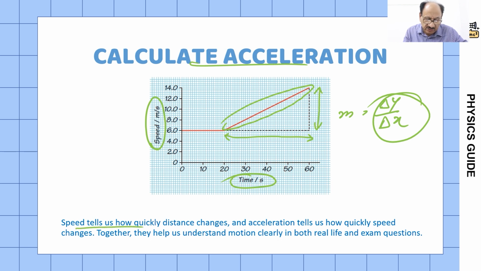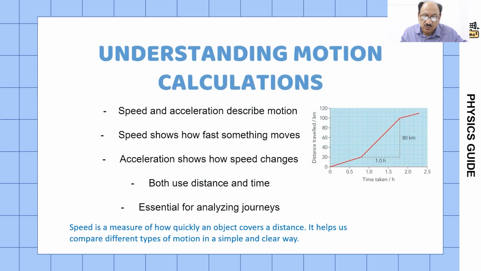Speed tells us how quickly distance changes, and acceleration tells us how quickly speed changes. Together, they help us understand motion clearly in both real life and exam questions as well. So, let's go through understanding motion and how we are calculating those motions. Speed and acceleration describe motion. Both are used to describe motion.